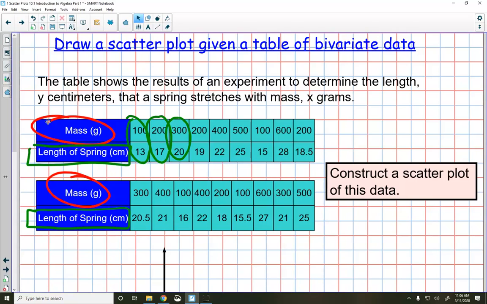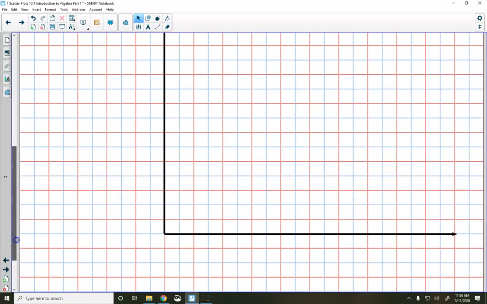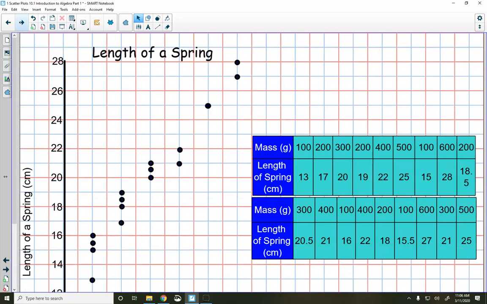And when we do that, we're just going to make the coordinate point and just leave it. And that's what a scatter plot will look like. So we'll have our x and y axis, quadrant 1, and we're going to graph it. This is what a graph should look like.